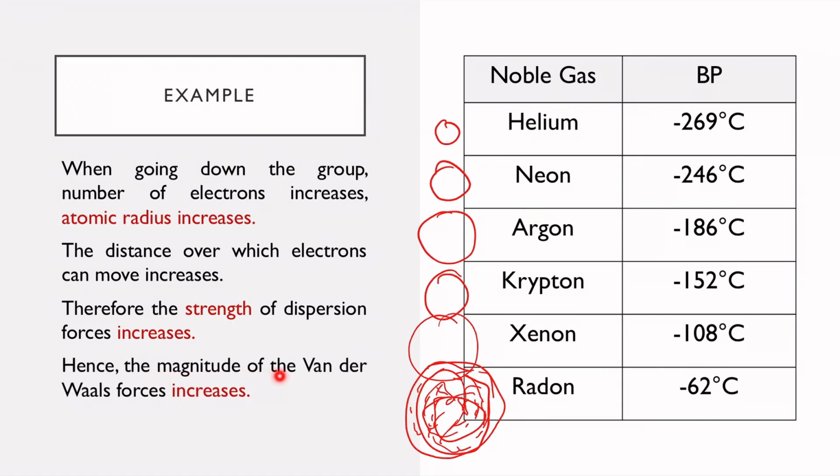Hence, the magnitude of the van der Waals forces increases. Okay. Magnitude maksudnya kekuatan dia lah. The magnitude of van der Waals forces increases. Therefore, more heat is needed to overcome these forces. That's why radon has the highest boiling point compared to the other noble gases. Okay, you need more heat because the van der Waals forces is very strong, much stronger in radon. Okay, boleh?